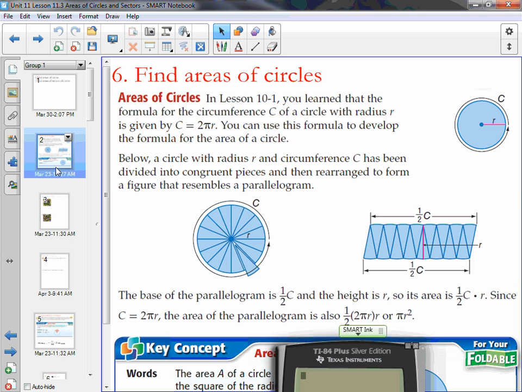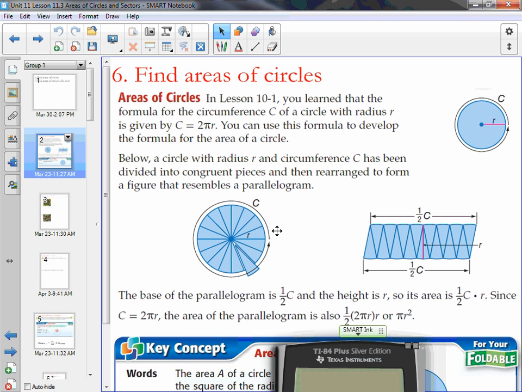We've already learned that the circumference of a circle can be found by saying C equals 2 pi r, because you can use this formula to develop the formula for the area of a circle. So they give us a figure here of a circle with radius r, and they call the circumference c, so they're using letters the way we're used to them being used, r for radius, c for circumference. And they divide it up into these congruent pieces. These pieces are going to be called sectors, okay?